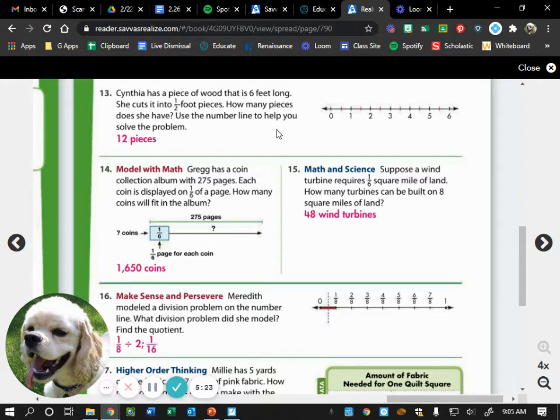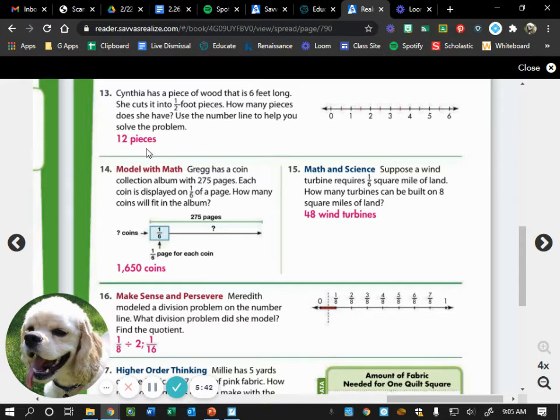6 divided by 1/2. So then you would have turned 6 into 6 over 1, kept it the same, changed the division problem into multiplication, and then your 1/2 you would have flipped into 2 over 1. So you'd have 6 over 1 times 2 over 1, which gets you 12 over 1 or 12.